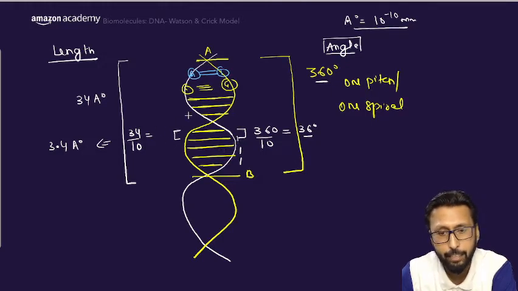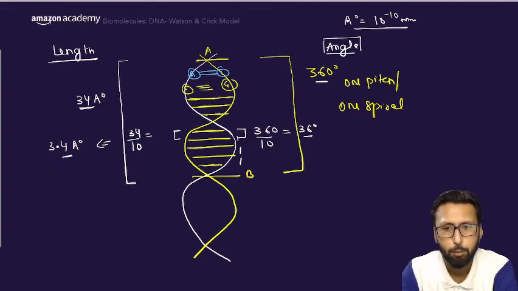And if they are asking about the length of one pitch or one spiral, the total length will be 34 Angstrom, and the length between two base pairs will be around 3.4 Angstrom.